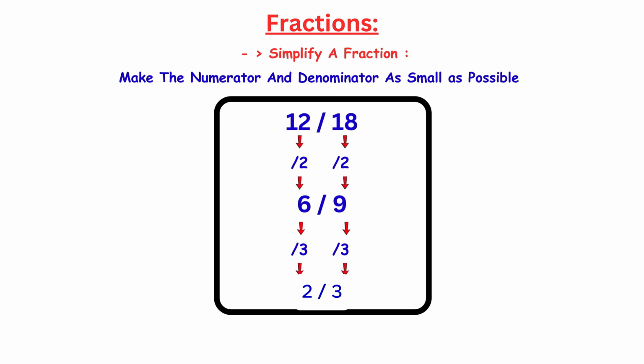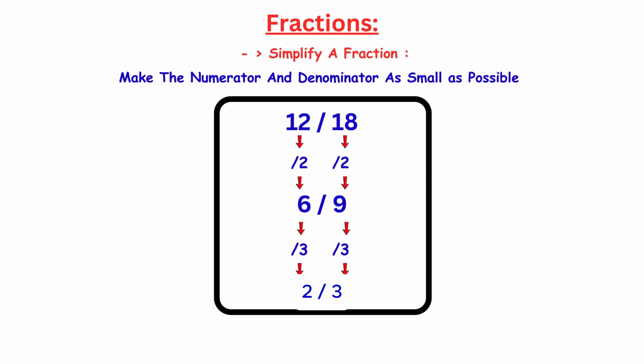The key is to keep dividing until the numbers cannot be reduced further. It's crucial to divide both the numerator and denominator by the same number to maintain the fraction's value. For example, dividing both by 2 gives 6/9, and dividing again by 3 gives 2/3. This means all these fractions are equivalent.